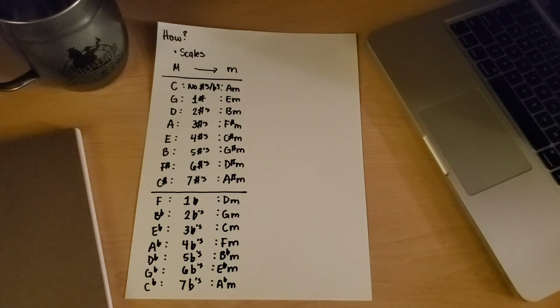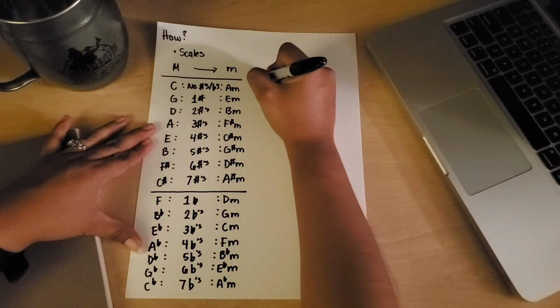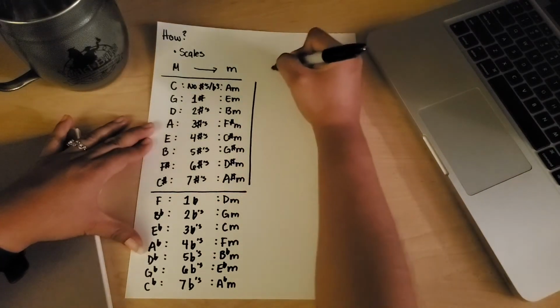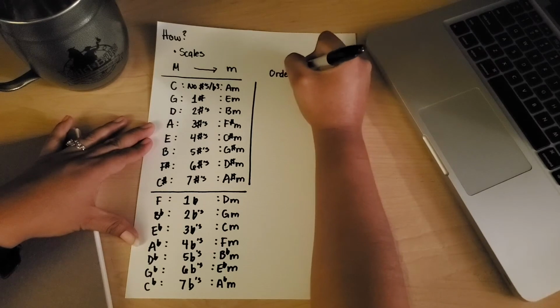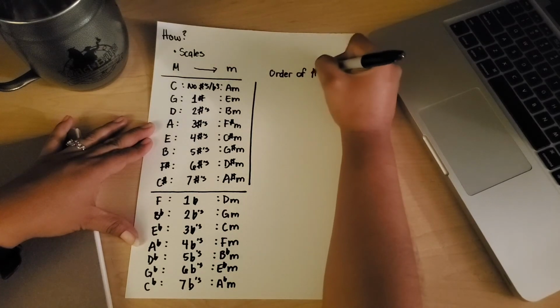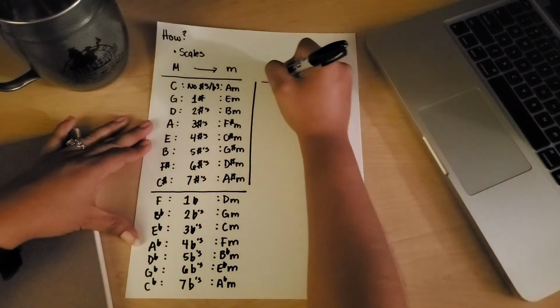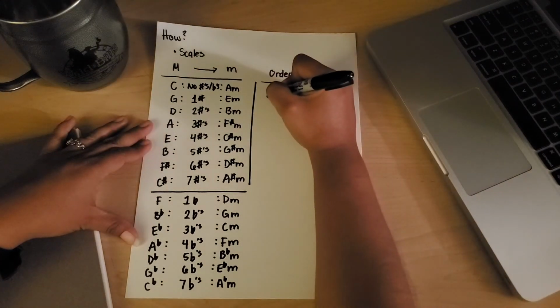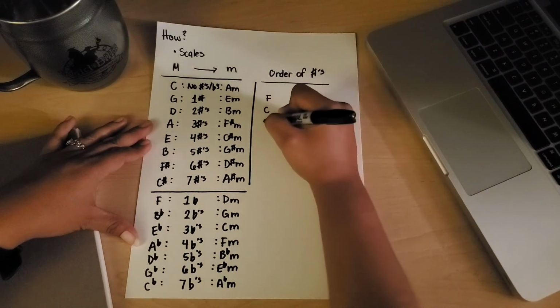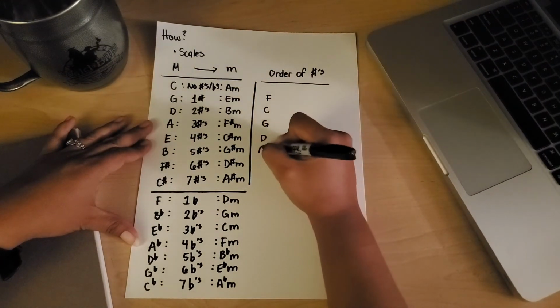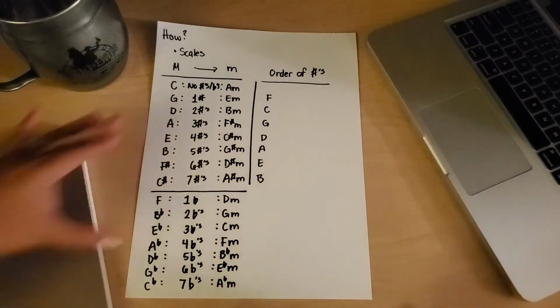So this is a basic summary of the scales and their relative minors and how many sharps and flats each contains. The next thing we have to talk about is the order of sharps and the order of flats. So let's start with the order of sharps. The order of sharps starts with F, C, G, D, A, E, B.